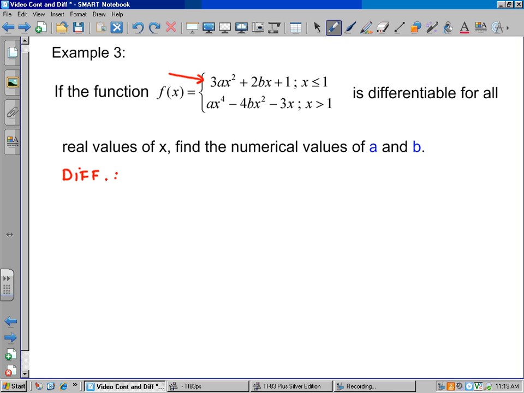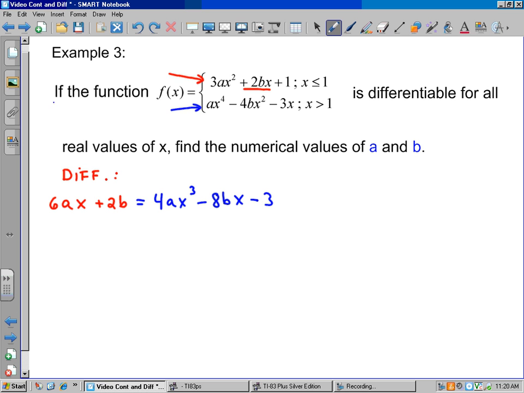So we'll take this left piece and take the derivative of it. What's the derivative of 3ax squared? 6ax, right? Remember, a is a number. We don't know what that is yet, so we'll just leave it there and pretend it's a number. What's the derivative of 2bx? 2b, right? There's a constant in front of that x, so it's 2b. And what's the derivative of plus 1? 0. How about on the right side? What's the derivative of this equation? Well, it's 4ax cubed minus 8bx minus 3.